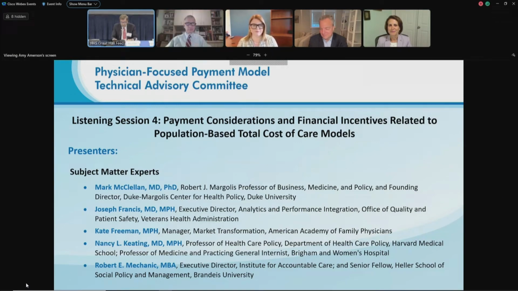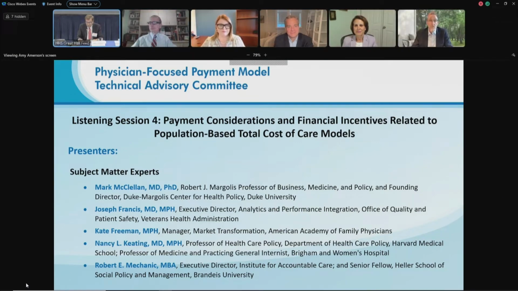To further inform us about payment considerations and financial incentives related to population-based models, we've invited a variety of esteemed experts from across the country. After all four have presented, our committee members will have time then for questions. The full biographies of our panelists can be found on the PTAC website, along with other materials for today's meeting, so I'll briefly introduce our guests and their current organizations.